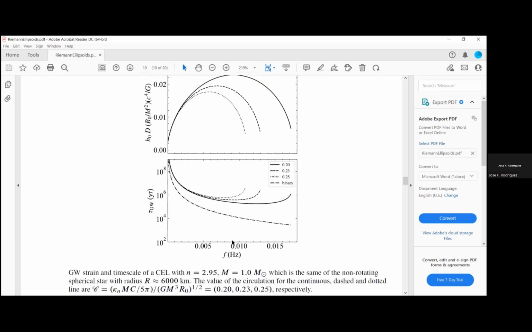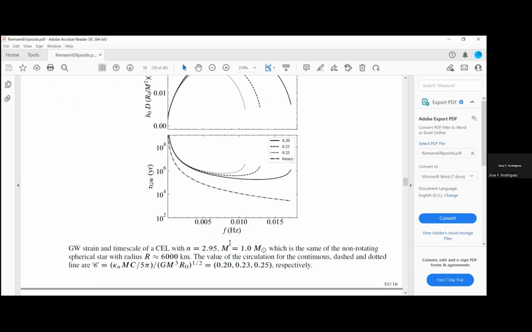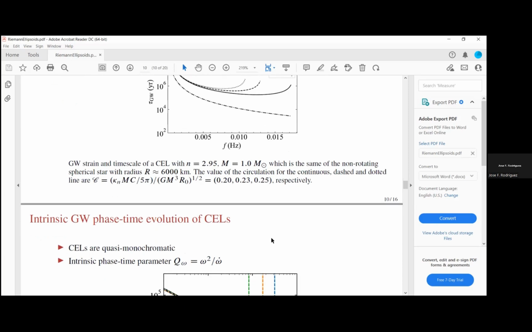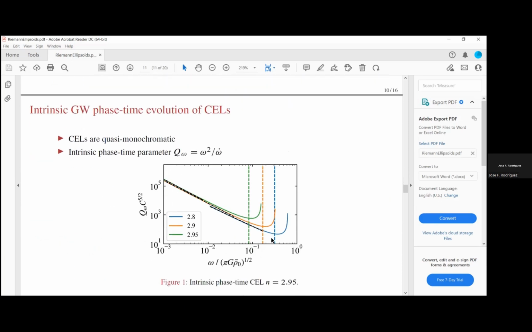Here I show you the time scale of the gravitational wave for these objects that correspond to a white dwarf modeled by a polytropic equation of state with n equal to 2.95 and a total mass of 1 solar mass. Next, I show you the intrinsic gravitational phase time evolution of these cells and compare it to the parameter of a binary system.